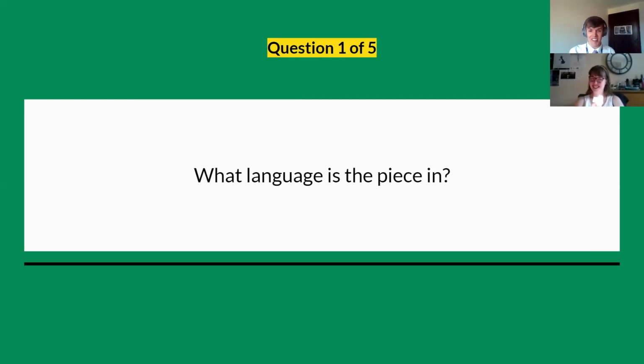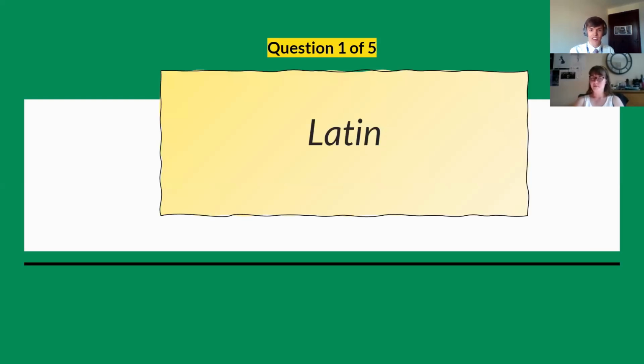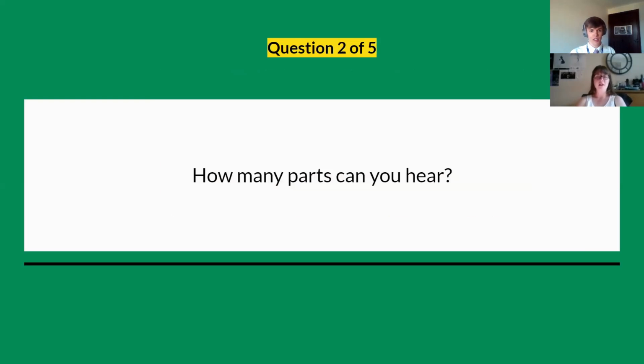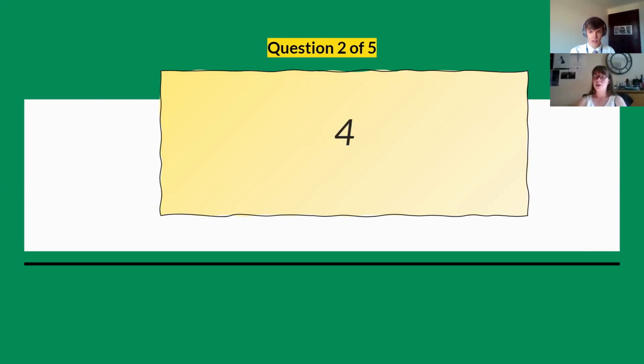So, what language is this piece in? Well, it is in Latin. Ave verum corpus natum, etc. Latin. Question number 2, how many parts? There are 4 parts. So soprano, alto, tenor, and bass.